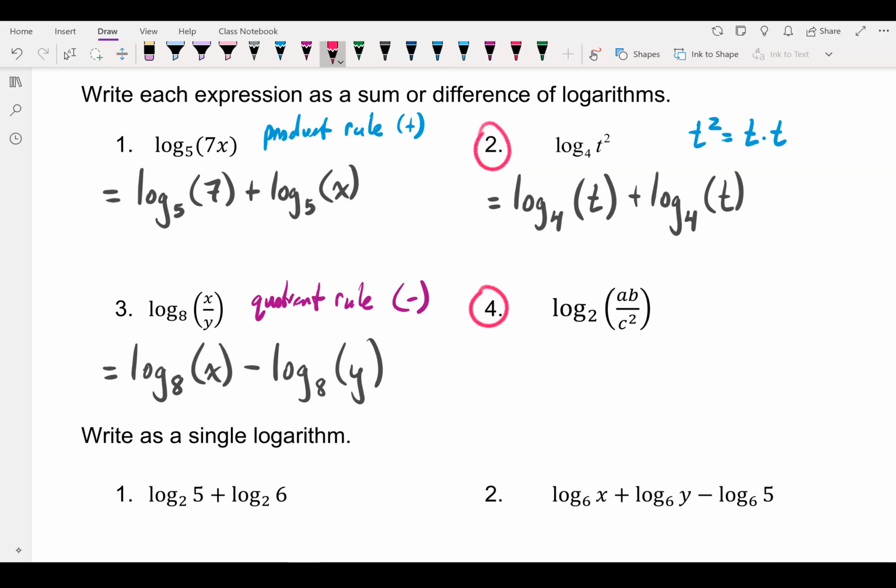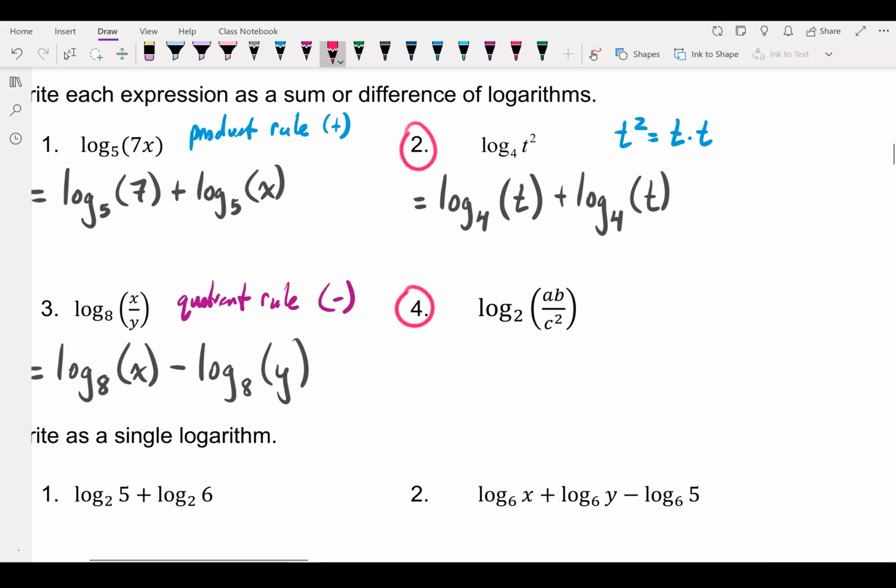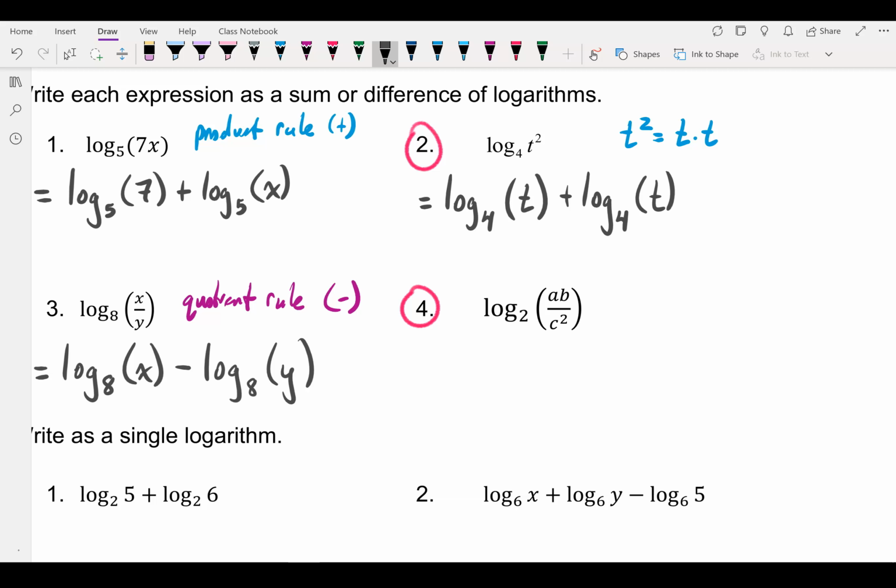Pause the video, see if you can get number 4 on your own, or at least try it before I do it. Number 4 is a mix. We actually have a product on top and a big quotient on bottom, right? So let's split it into 2 pieces so you can see it clearly. This is log base 2 of AB minus the log base 2 of c squared. So there's something interesting going on here. We've got our log of AB, that gives us this piece. We've got a log of c squared, that gives us this piece. But these are both products in themselves, so we can split them up even further.